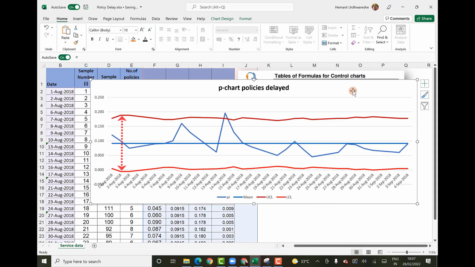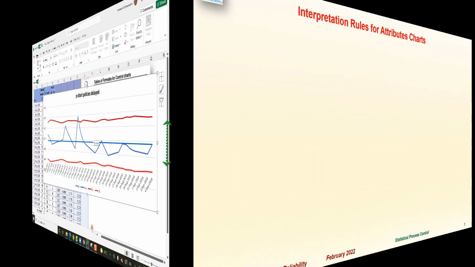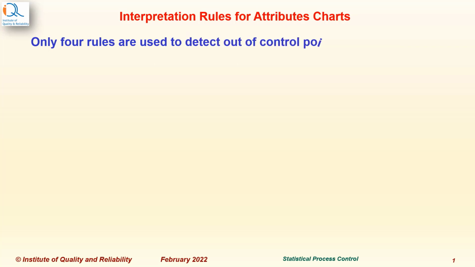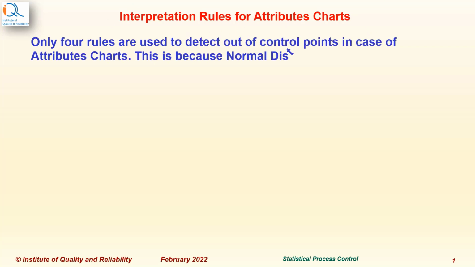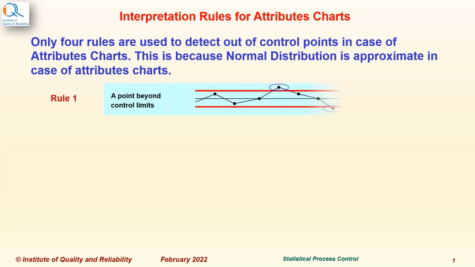So observe that wherever the sample size is less, the control limit will be wider, whereas when the sample size is more, the control limits are narrower. That is because Ni appears in the denominator. Let us now understand interpretation rules for attributes charts. Only 4 rules are used to detect out of control points in case of attributes charts. This is because normal distribution is only approximate in case of attributes charts.